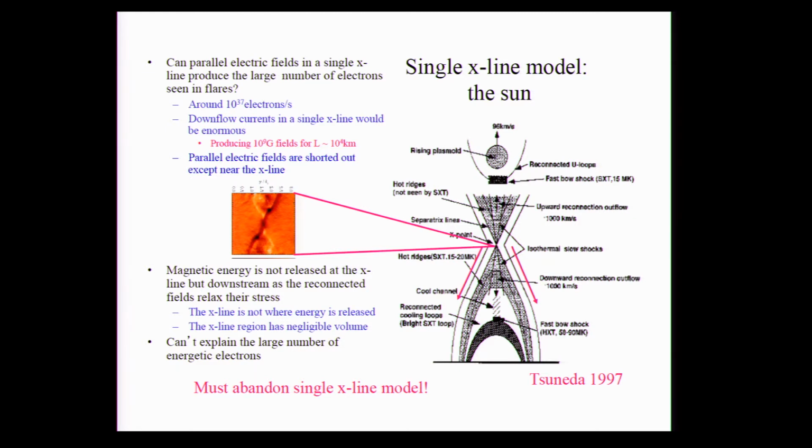Okay. The X line is a region of negligible volume. You simply cannot explain all the energetic particles and flares with a model based on particle acceleration in this region here. It just doesn't work. So the bottom line is, the single X line model simply doesn't work to explain what's going on in flares.